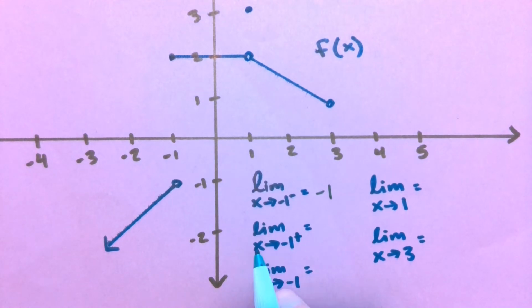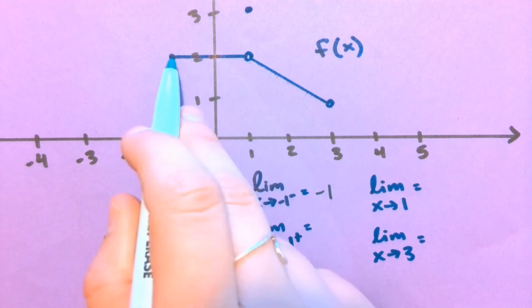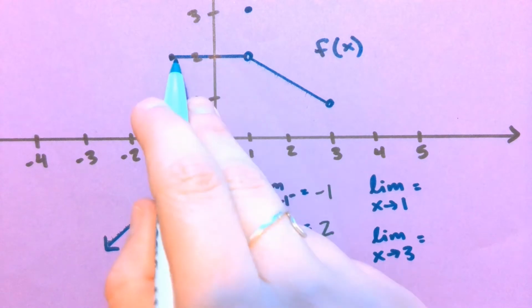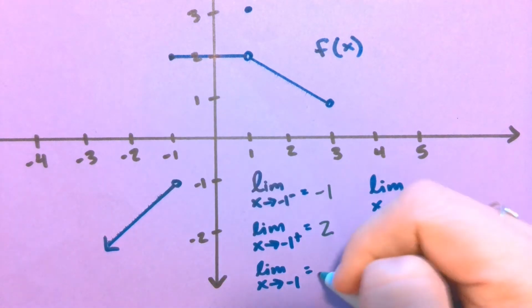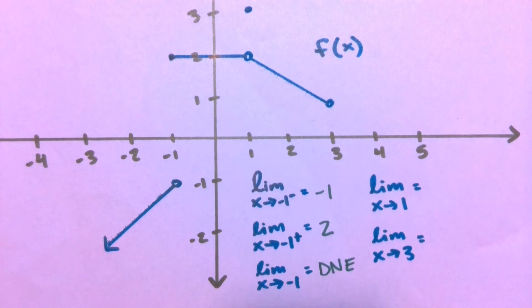Now my limit as x approaches -1 from the right is going to be that y value at 2, because from the right I am approaching the y value of 2. My limit overall, remember, for a limit to exist, I have to approach the same thing from the left and from the right, and that is not happening. So I would say that the limit as x approaches -1 does not exist.